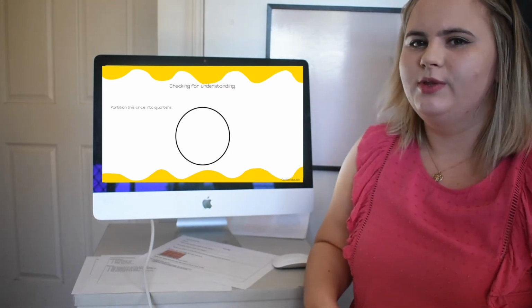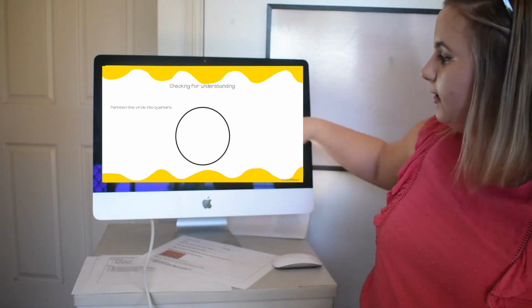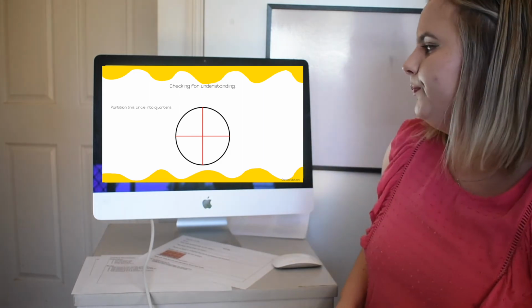Good job. So the way I like to partition my circle into quarters, I like to cut it in half and then cut it in half again. So I have 1, 2, 3, 4 equal pieces.